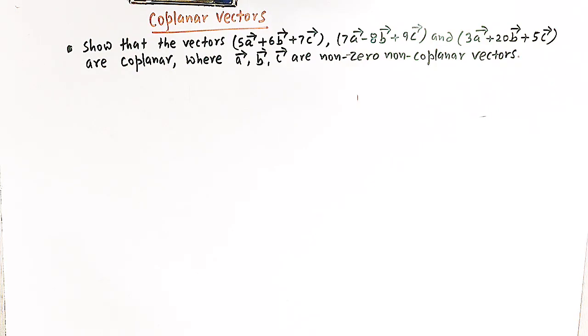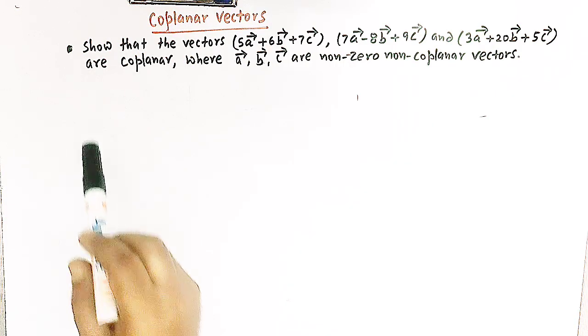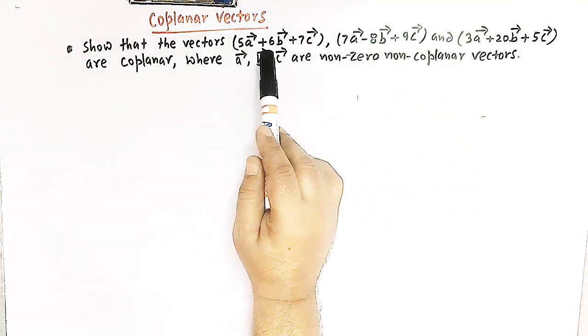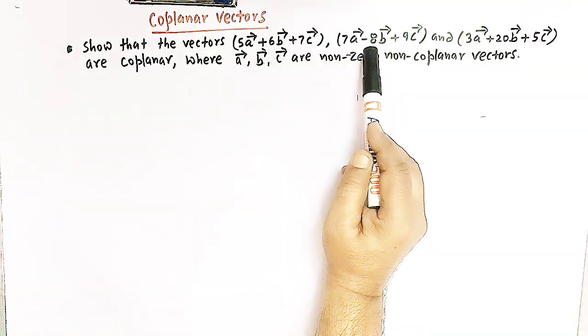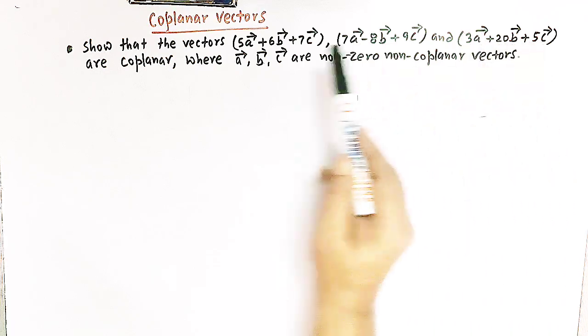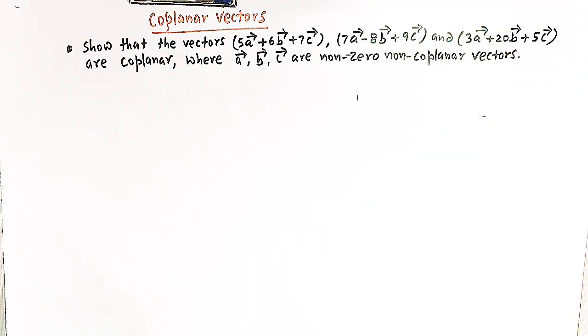Hello viewers, in today's session we are going to discuss an important concept in vector analysis, and here we are going to discuss the concept of coplanar vectors with the help of this problem, right? So here we have to show that these three vectors, that is 5a plus 6b plus 7c, 7a minus 8b plus 9c, and 3a plus 20b plus 5c, are coplanar, where a, b and c vectors are non-zero and non-coplanar vectors, right?